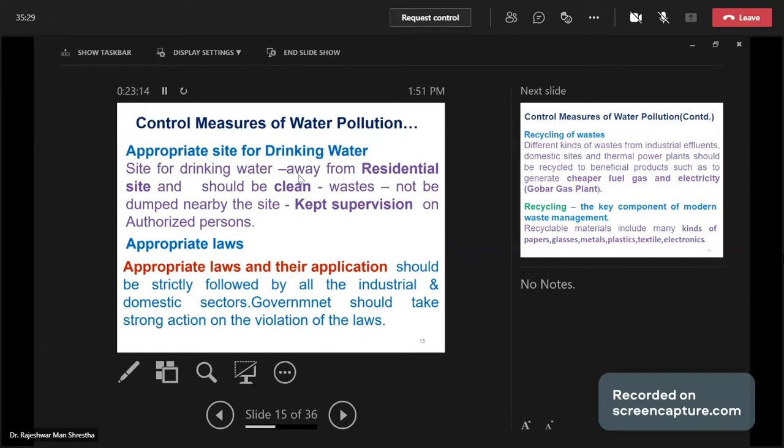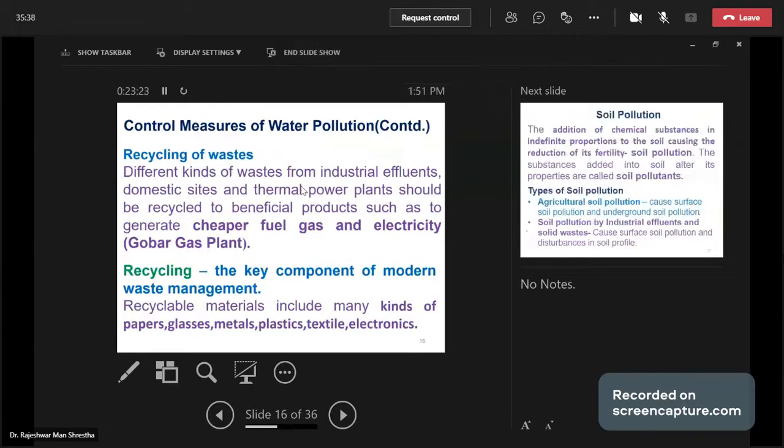So that if we do water pollution, then all the persons, animals, and plants will be affected by water pollution. Next is recycling. Waste materials can be recycled.